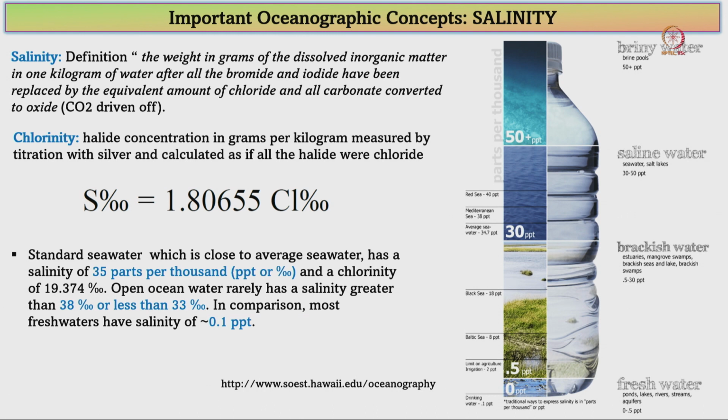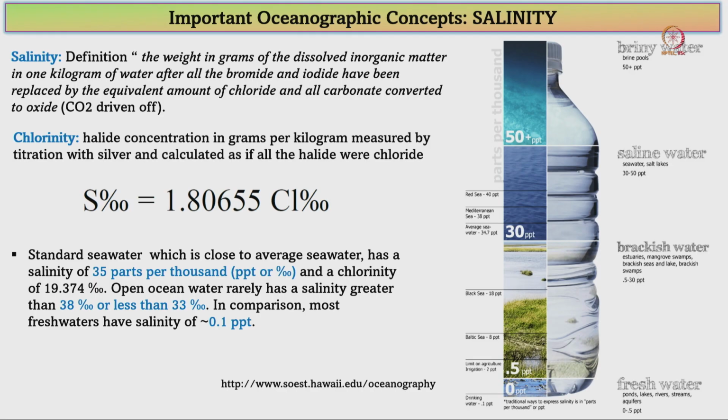Its particular definition is that the weight in grams of dissolved inorganic matter in 1 kg of water, after all the bromide and iodide have been replaced by an equivalent amount of chloride and all the carbonates have been converted to their oxide form. That means whatever is left in that inorganic matter is only in terms of chlorides. So, if you have 1 kg of water, how many grams of salts are there in terms of their chlorides?